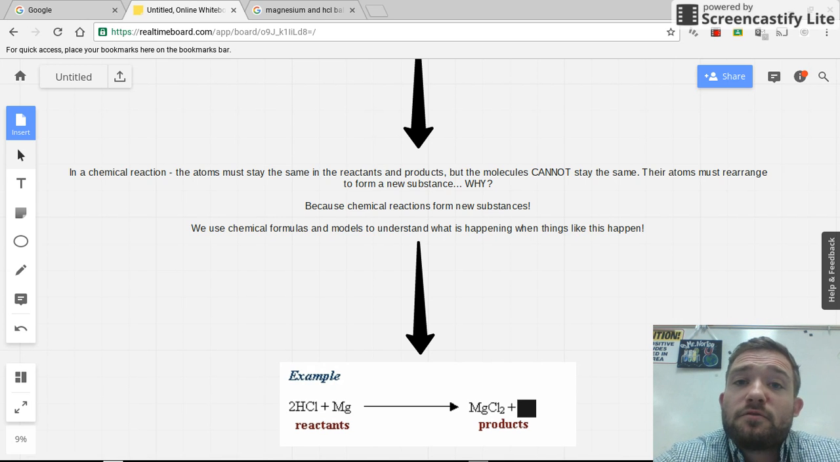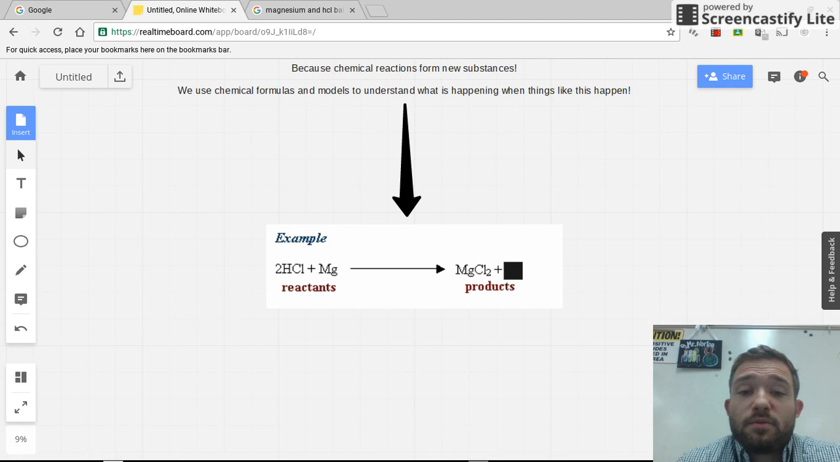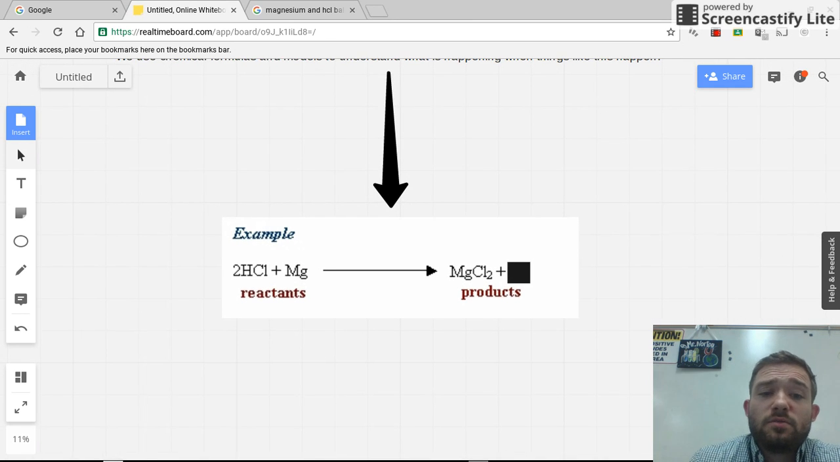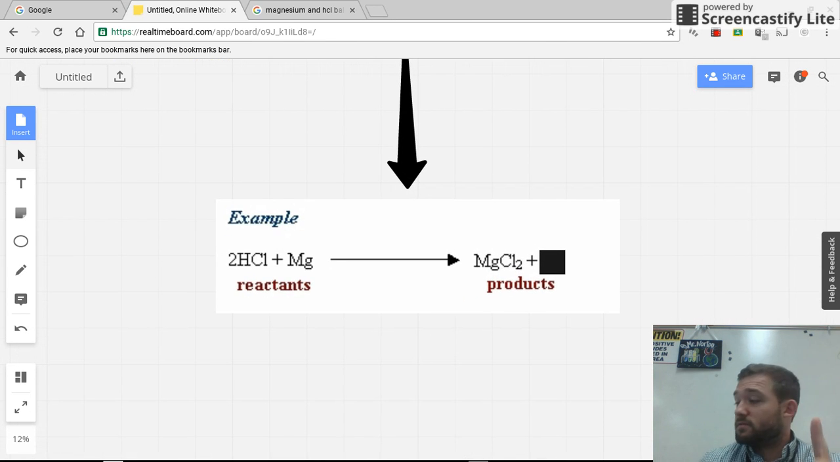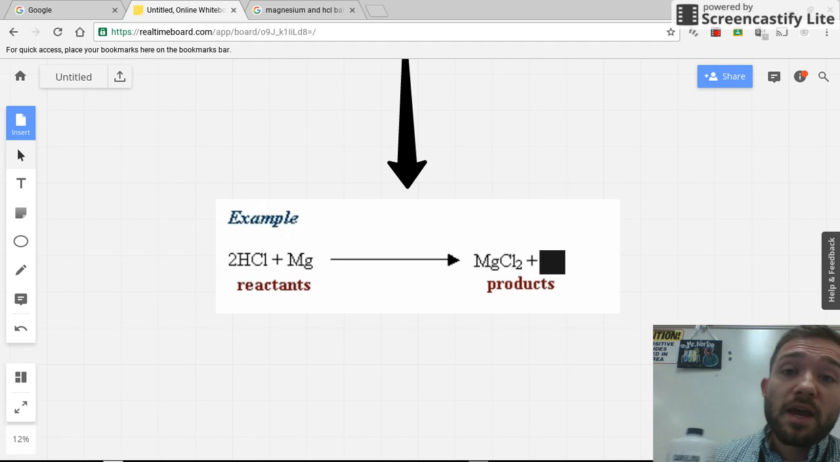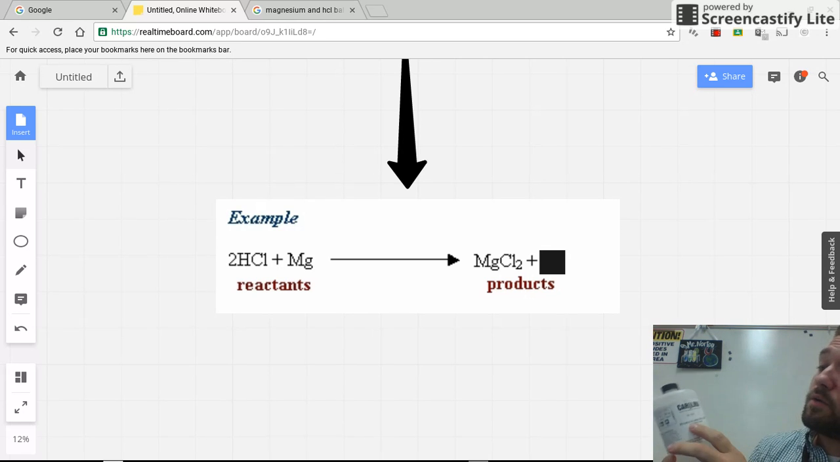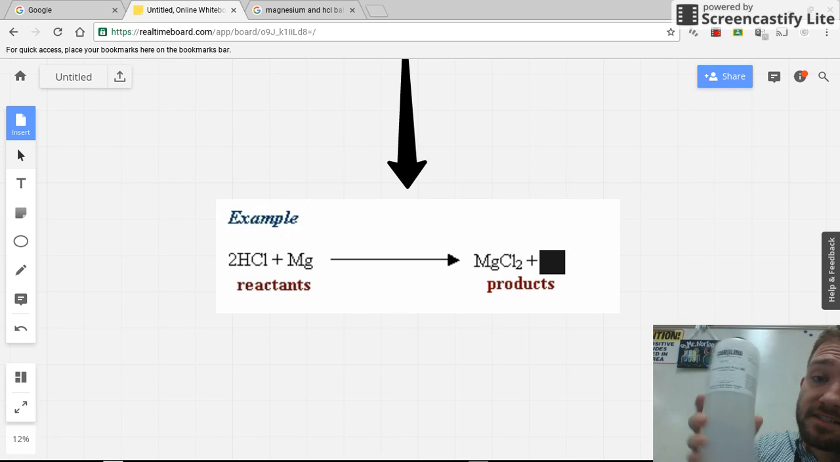And that is where chemical formulas come in, because the chemical formula and the models of the atoms and molecules in them are what we use to understand what is happening during a chemical reaction. So here's an example. 2HCl, that means two molecules of hydrogen chloride or hydrochloric acid. That's this stuff right here. It's pretty nasty, okay? It's an acid. It eats things alive pretty much.